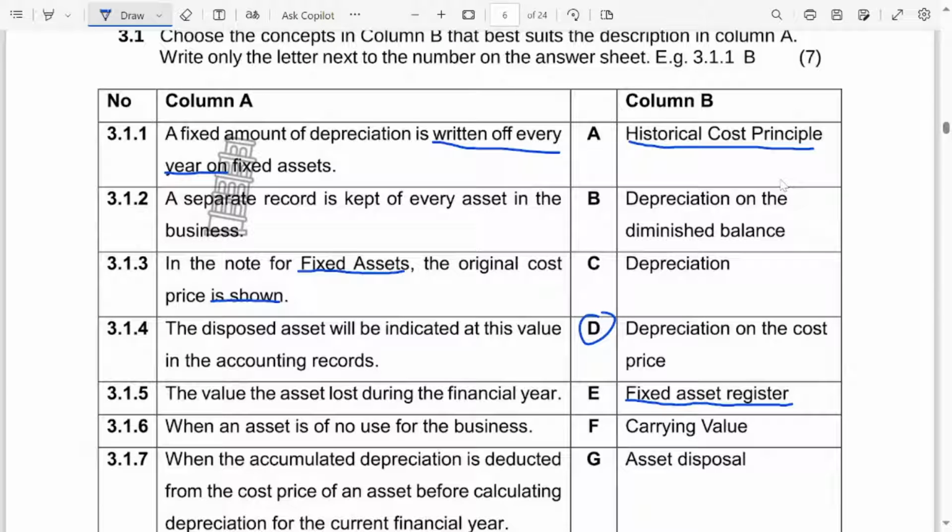3.1.4, the disposed asset will be indicated at this value in the accounting record. So the disposed asset must be indicated at the carrying value. So meaning that the answer for 3.1.4 is F.